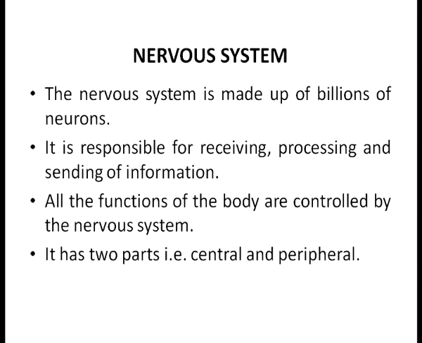Now first of all, we should understand what a nervous system is. The nervous system is made up of billions of neurons. The neurons, as I discussed, make a network of connections. It is responsible for receiving, processing and sending information. All the functions of the body are controlled by the nervous system. It has two parts, the central nervous system and the peripheral nervous system. So, the network formed by the neurons is known as the nervous system.